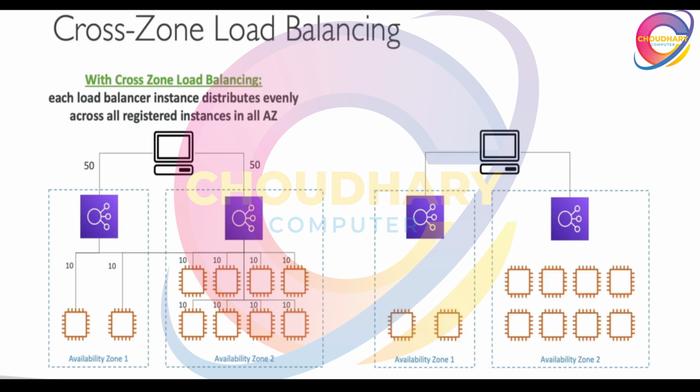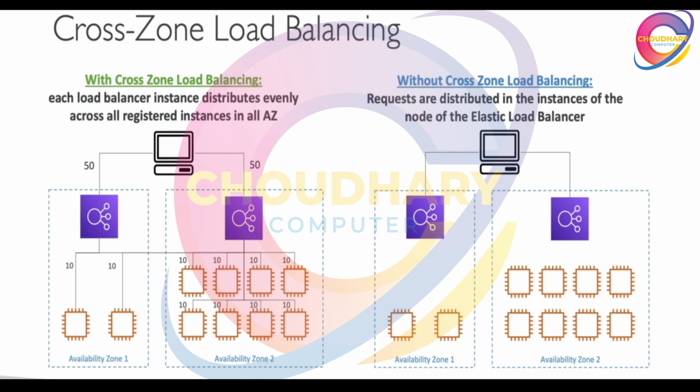The second behavior that's available to you is to not have cross-zone balancing. So we take the same example, but without cross-zone balancing, the requests are distributed in the instances of the node of the elastic load balancer. In this example, the client sends 50% of the traffic to the first AZ and 50% of traffic to the second AZ. But the first ALB instance is going to send the traffic to only the EC2 instances in its AZ. That means each EC2 instance in this availability zone is going to get 25% of the traffic overall, so half and half. And the one on the right-hand side will again divide up the traffic it receives into the EC2 instances that are registered within its AZ, so AZ2.